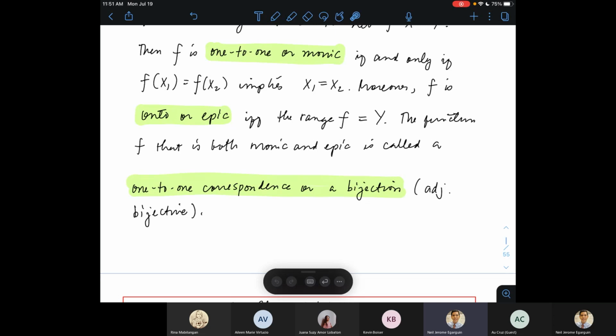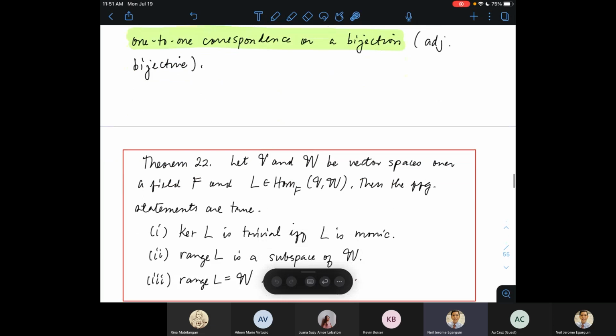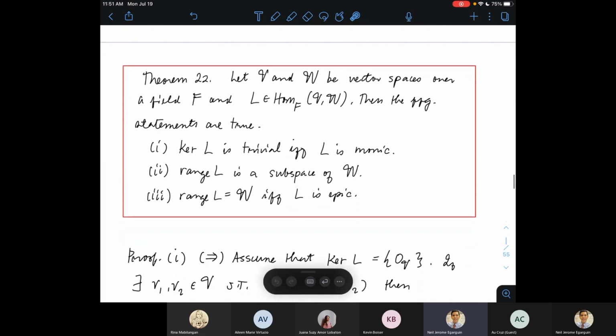But for the rest of the class, I'm going to use the terms monic, epic, and bijection for being one-to-one, onto, and a one-to-one correspondence, respectively. All right. And then we have here our first theorem for the day.